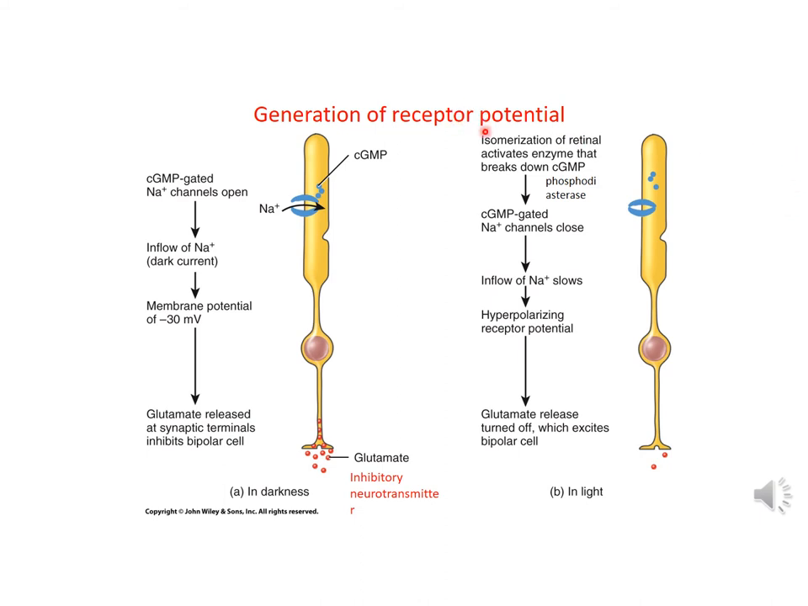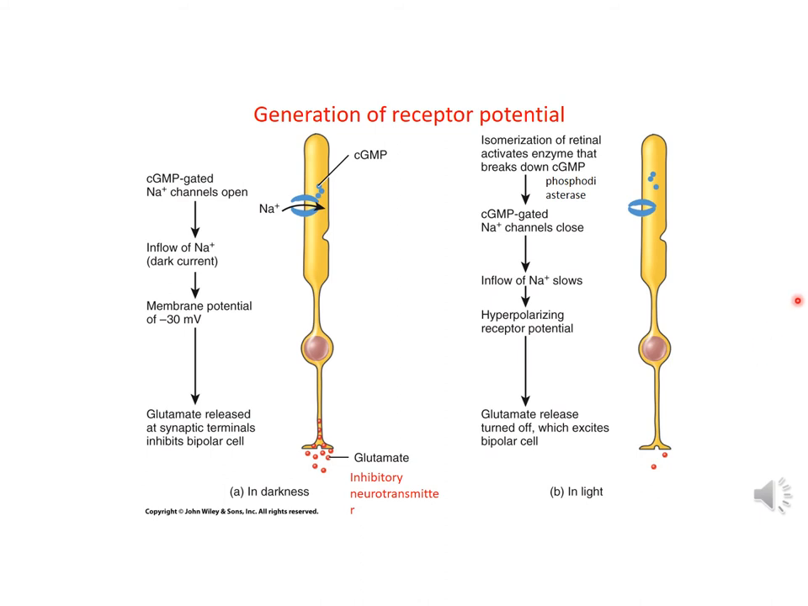Once you hydrolyze the cyclic GMP, the sodium channels, which are cyclic GMP gated sodium channels, are going to close. They are closed. No more sodium influx or slow sodium influx. So with the hydrolysis of the cyclic GMP into GMP by the phosphodiesterase enzyme, due to separation of the trans-retinal from the opsin molecule, what is going on? Lack or slow sodium influx, with keeping sodium pumping by what? By the sodium potassium pump. So we have sodium go out and no sodium influx. So there is hyperpolarization of the photoreceptors.